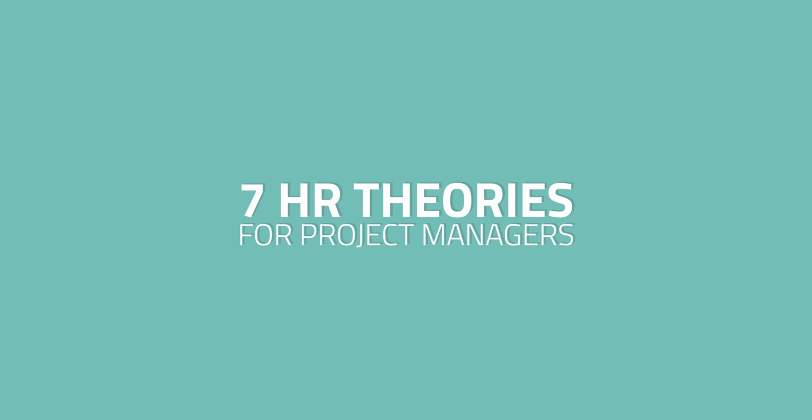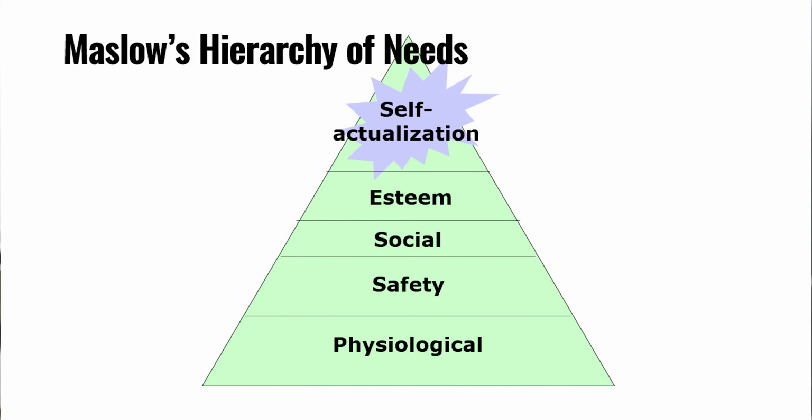Today I want to share with you 7 human resource theories you should know if you're working towards your CAPM, your PMP, or you just want to become a more effective project manager. The first one you may have seen before, and that's Maslow's hierarchy of needs.